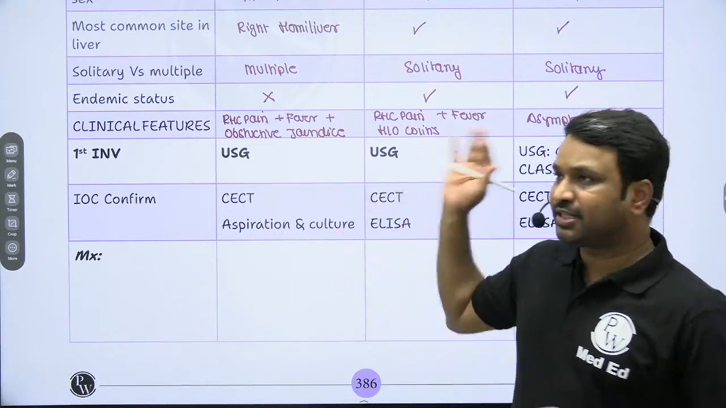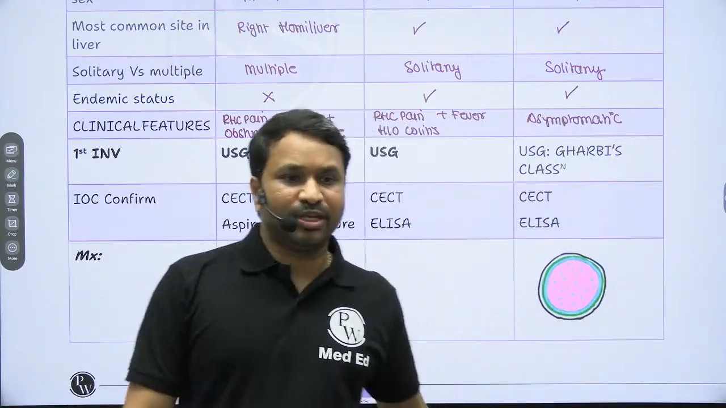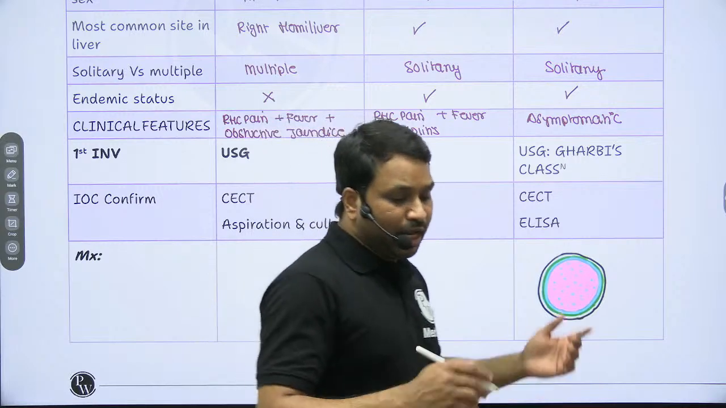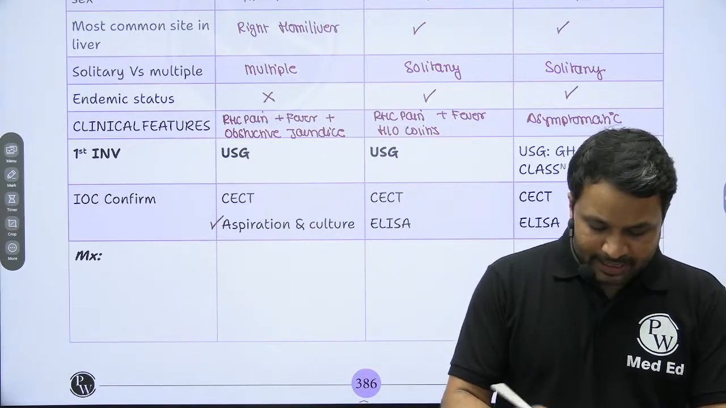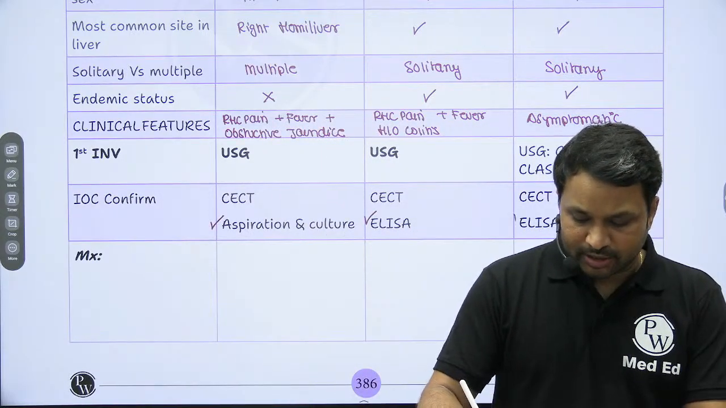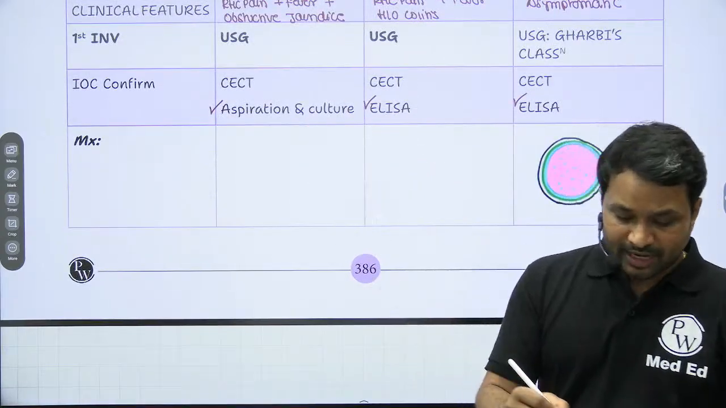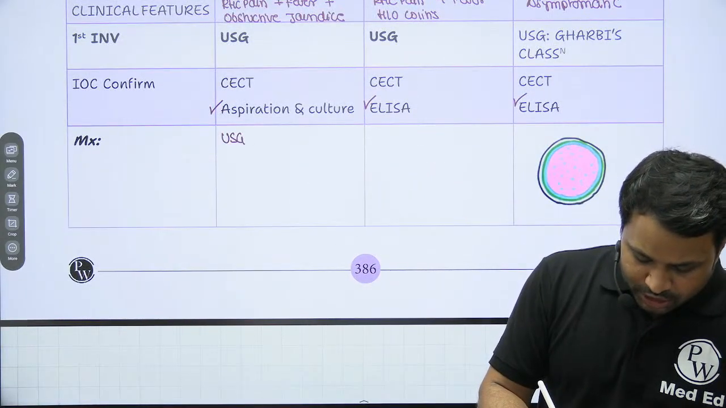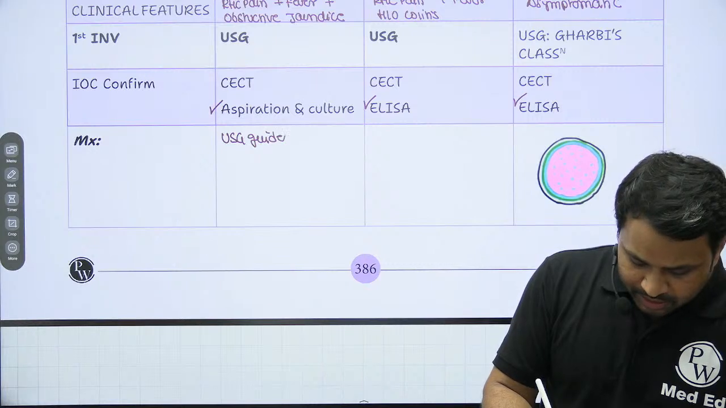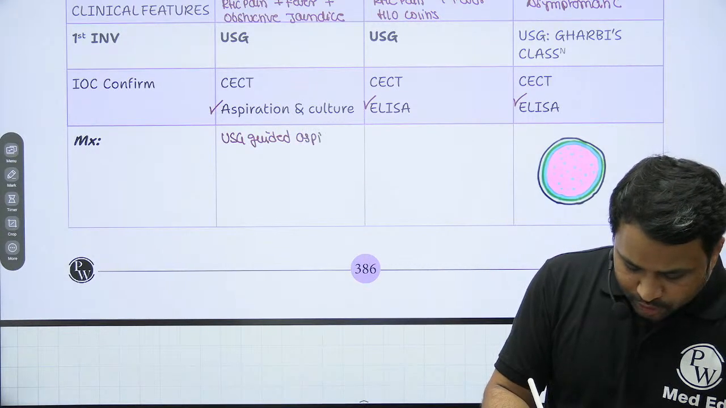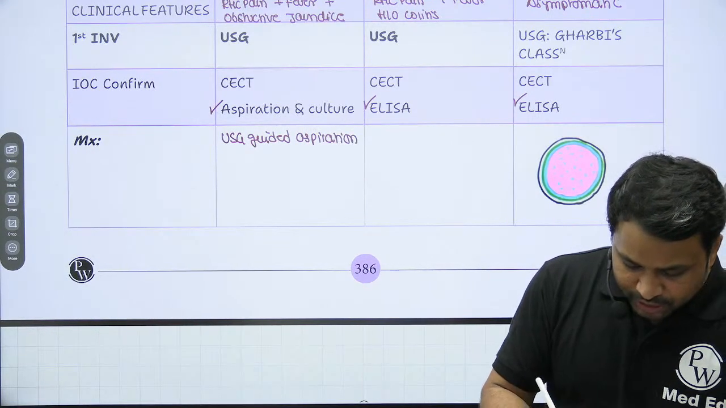Now, the first investigation for all these lesions is going to be ultrasound. The investigation of choice is going to be CT. To confirm bacteria, it is going to be aspiration culture. The parasites cannot be cultured, so hence it is going to be ELISA. When you talk about the pyogenic liver abscess, it is going to be USG guided aspiration with antibiotics.